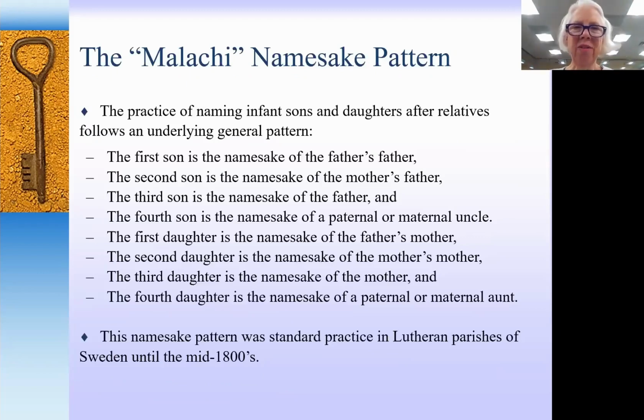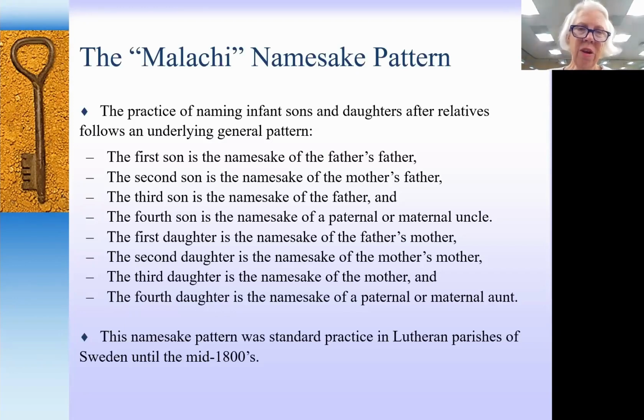I decided to call this pattern the Malachi naming pattern, and it is the practice of naming infant sons and daughters after relatives following an underlying general pattern. The first son is the namesake of the father's father. The second son is the namesake of the mother's father. The third son is the namesake of the father, and the fourth son is the namesake of a paternal or maternal uncle. The first daughter is the namesake of the father's mother.